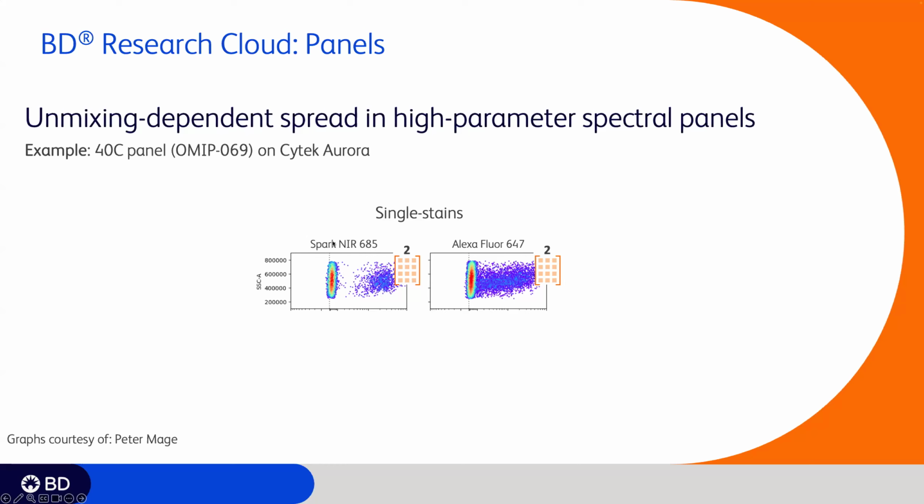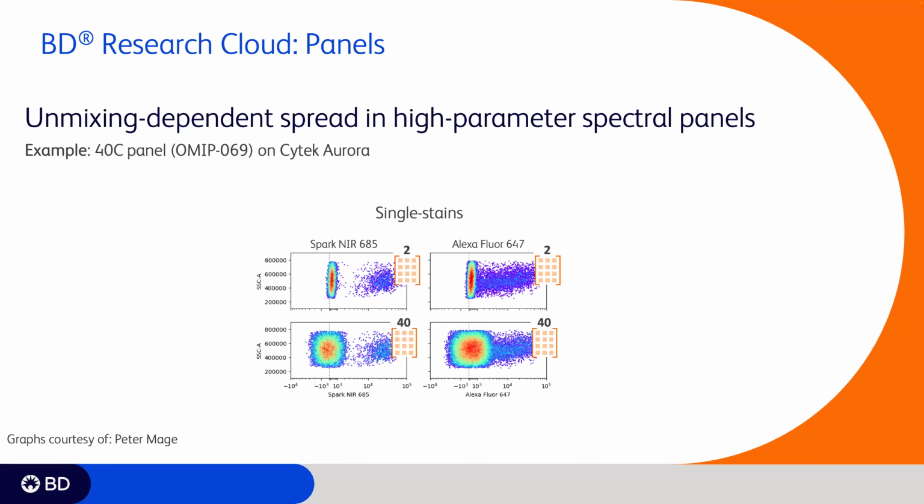However, if you take those same single stain samples and unmix them with a much greater matrix, so a matrix of 40 parameters, you can see the effect of unmixing dependent spread on these 2 fluorochromes. So the negative population becomes much wider, leading to a loss of resolution. So within BDRC, we have a tool to predict this effect.